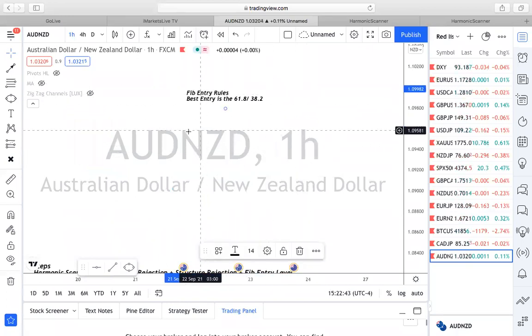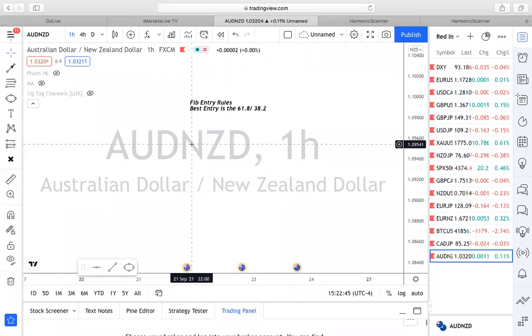Now I want you to write this down in your notes. The best entry is the 61.8 and the 38.2. The 61.8 and the 38.2. And okay entry is the 50% mark. All right, now real quick, I'm gonna show you guys how to draw a fib.